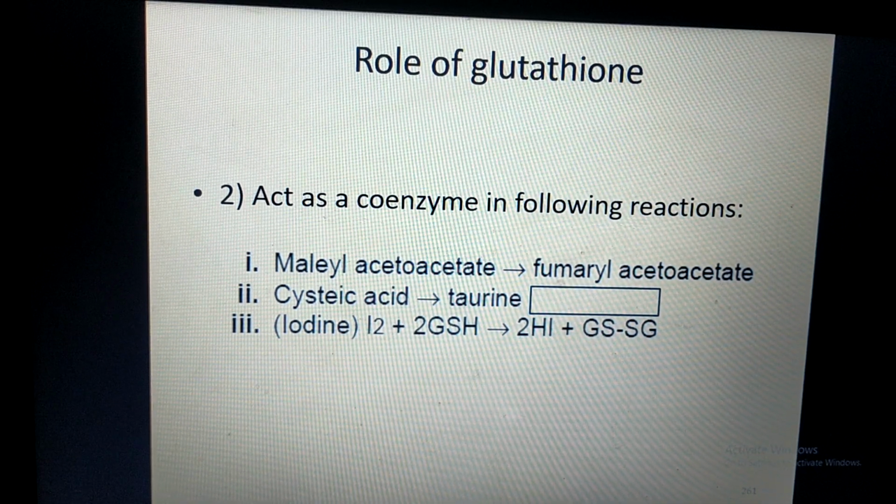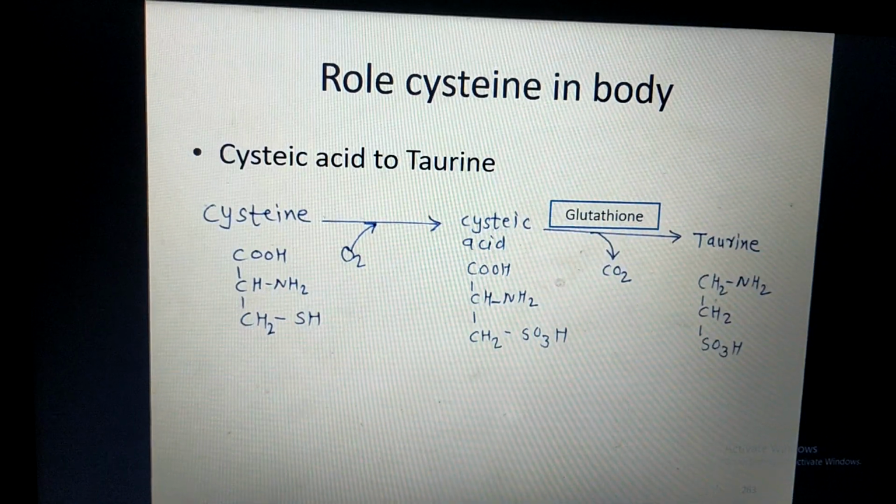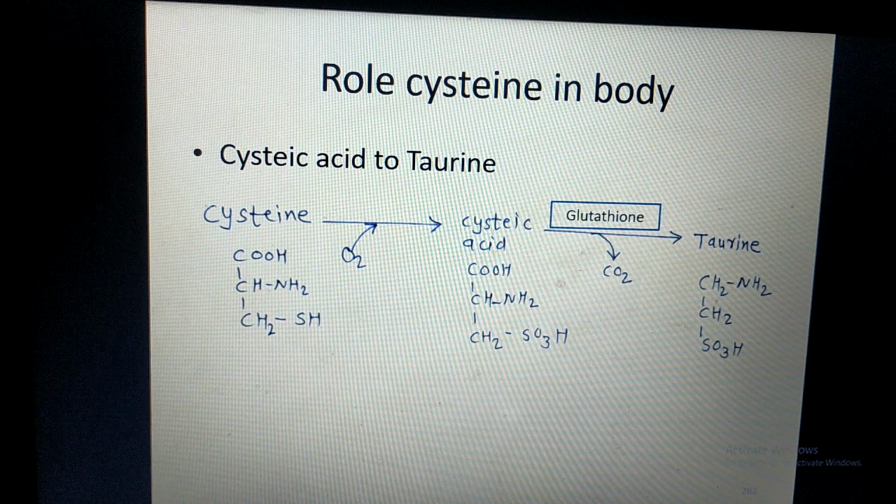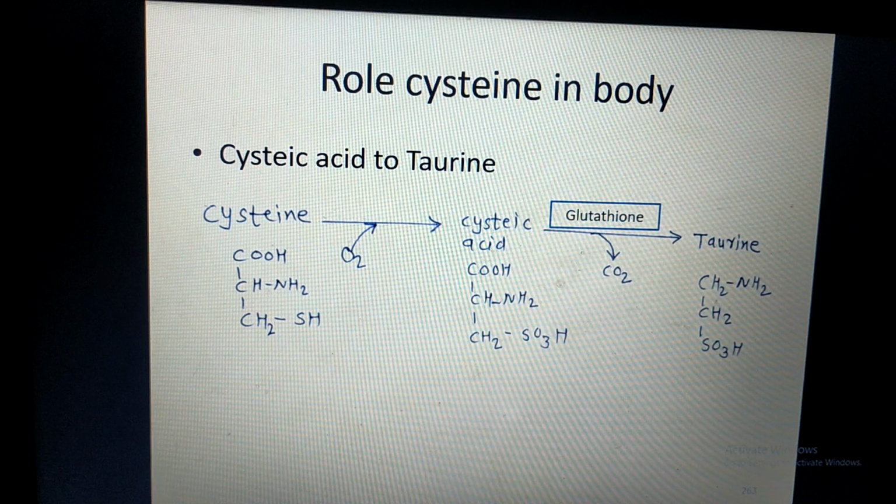Second is conversion of cysteic acid to taurine. In this reaction also, glutathione acts as a coenzyme. So this is the reaction. Cysteine first gets oxidized to cysteic acid, where the SH group of cysteine is converted into SO3H. Now this cysteic acid undergoes a decarboxylation reaction to form taurine, where glutathione acts as a coenzyme. Later on, this taurine combines with cholic acid to form taurocholic acid, which is a bile acid.